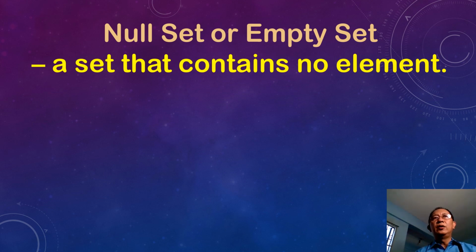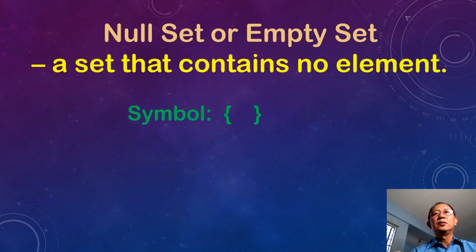Next is the null or empty set, a set that contains no element. This is the symbol for this. Okay, so a brace or this one. So this is the symbol for the empty or null set.